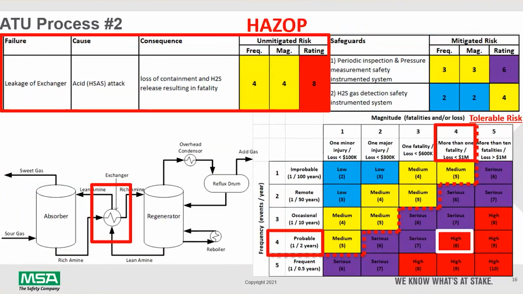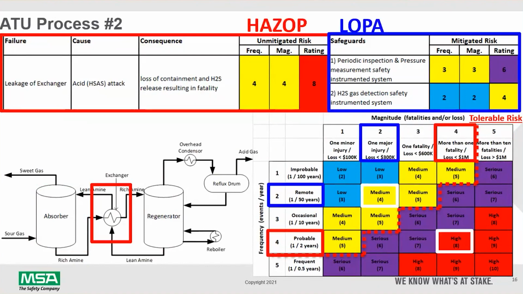So if we had a failure of leakage of the exchanger, again, maybe due to corrosion, that scenario would put us at a rating of 8 for an unmitigated risk. So again, it is beyond the tolerable risk level. So what would we do as far as safeguards in order to mitigate the risk? Well, again, we could have periodic inspection and a pressure measurement safety instrumented system, and that would drive us to a rating of 6. We're still in the serious category, so that's still not acceptable.